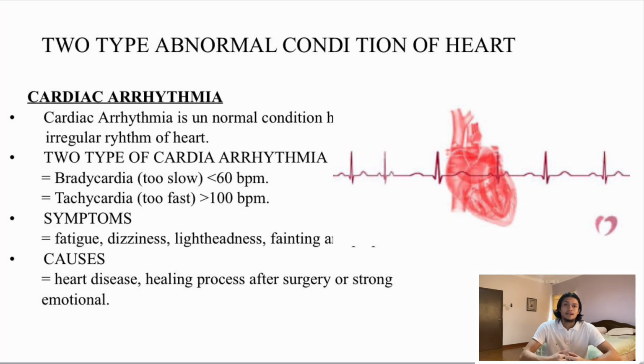Today I would like to present two types of abnormal conditions of the heart. Number one is cardiac arrhythmia. Cardiac arrhythmia is an abnormal condition, a heartbeat with an irregular rhythm. Cardiac arrhythmia can be divided into two: bradycardia and tachycardia. Bradycardia is when your heartbeat is too slow, it may be below 60 beats per minute, and tachycardia is when your heartbeat is too fast, it may be above 100 beats per minute.